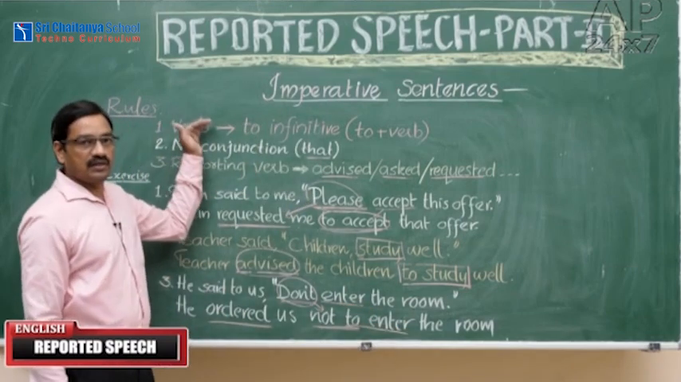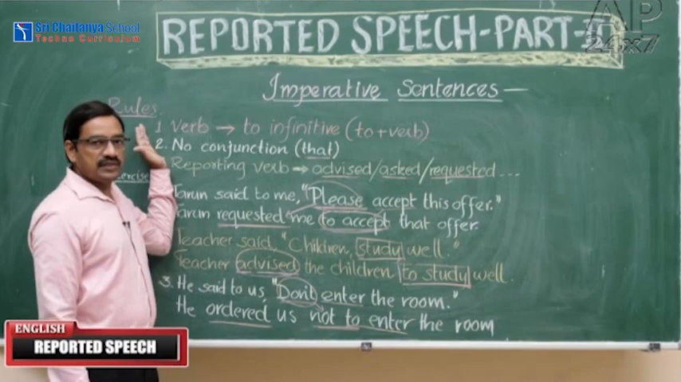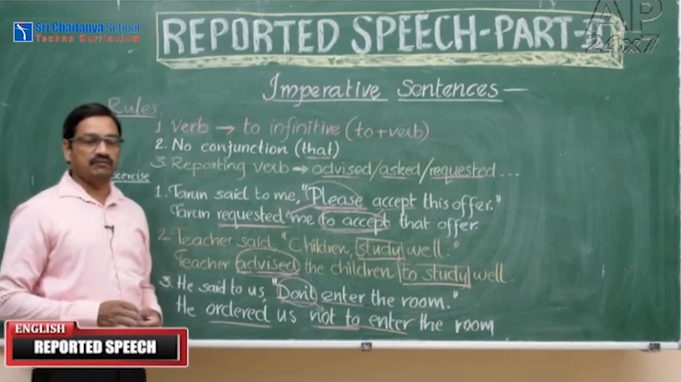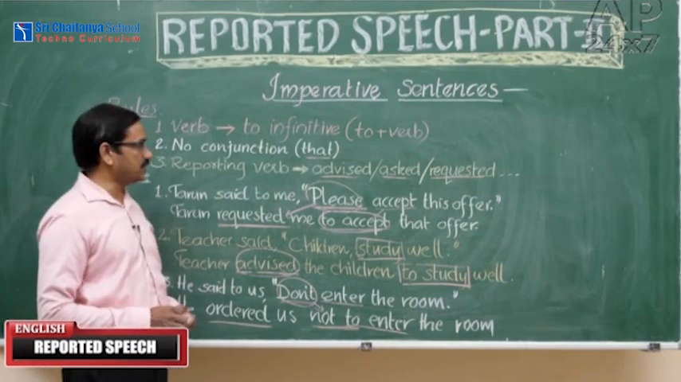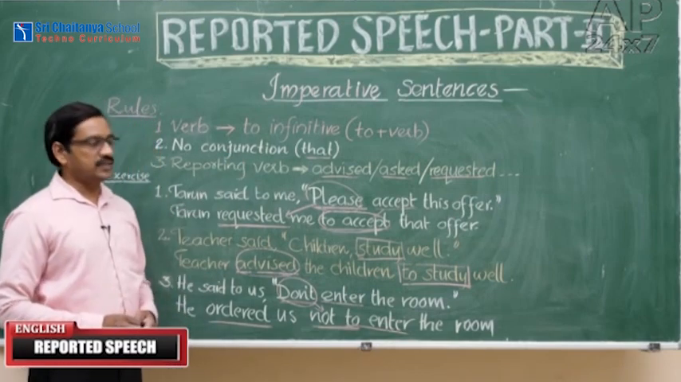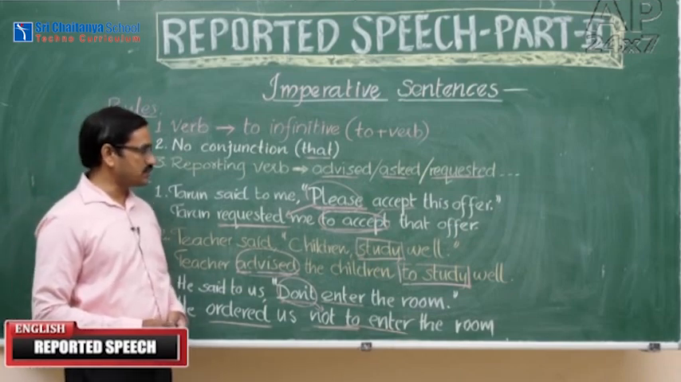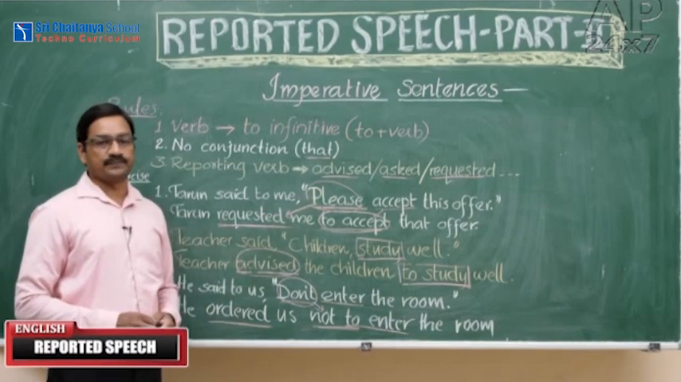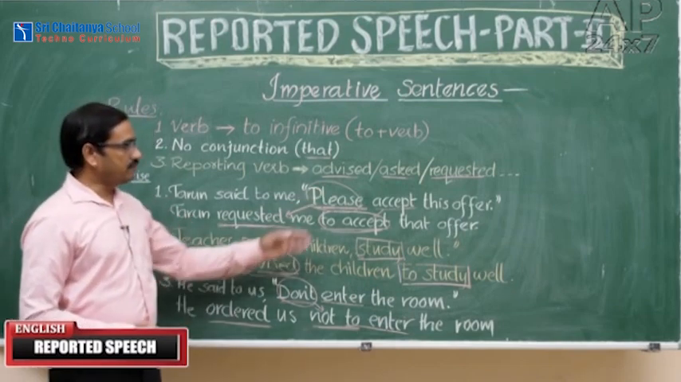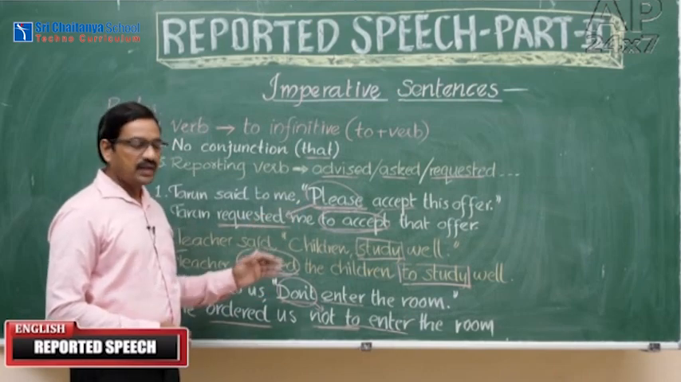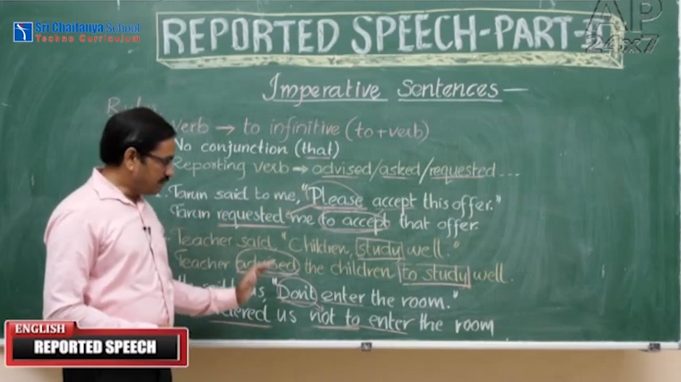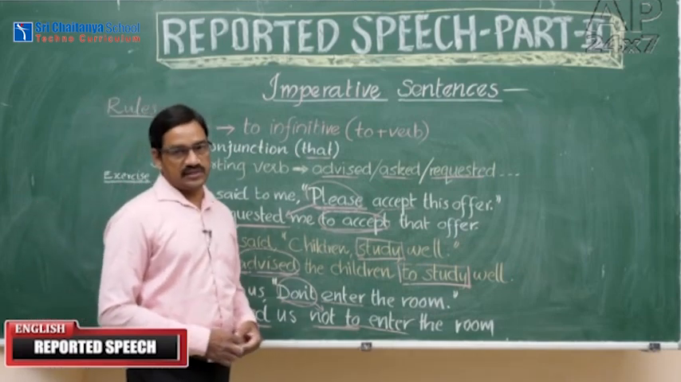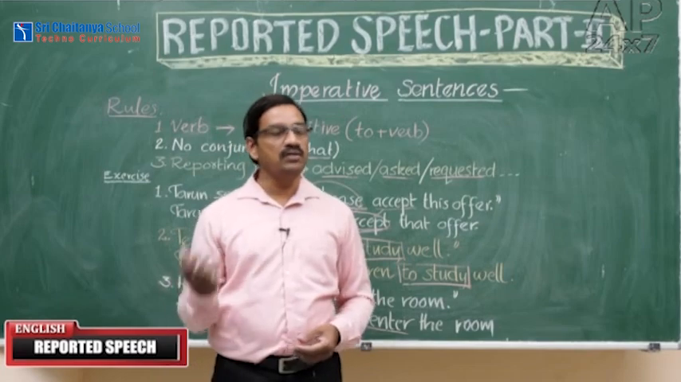So let's revise once again. In imperative sentences, the verb becomes to infinitive. Imperative sentence means advice, commands, request, suggestion, etc. And there is no that in the indirect speech. We use advised, asked, requested in the indirect speech, depending on the meaning or the expression of the sentence. If it is an advice, go for advised. If it is a request, go for requested. If it is an order, go for the word ordered or instructed or suggested, etc. This is how we change imperative into indirect form.